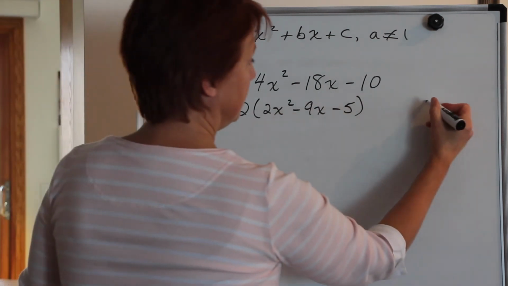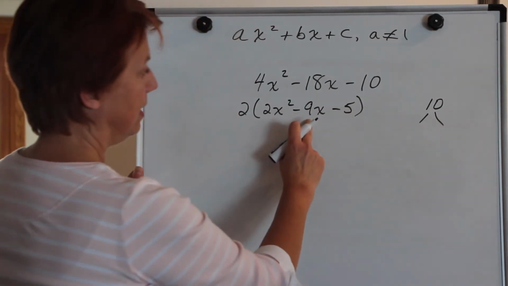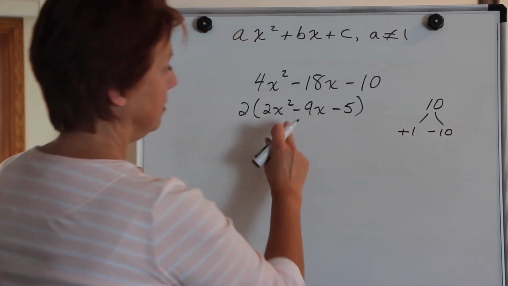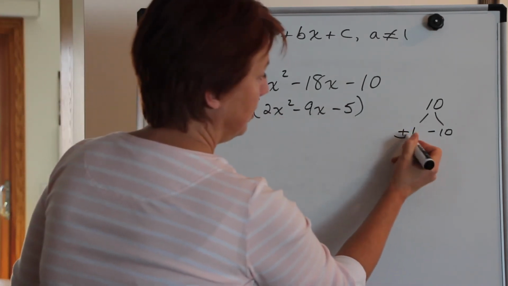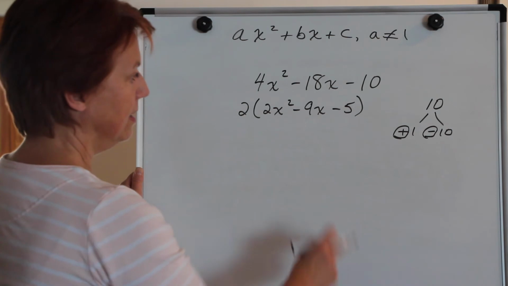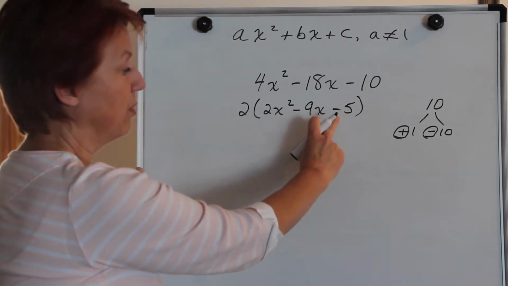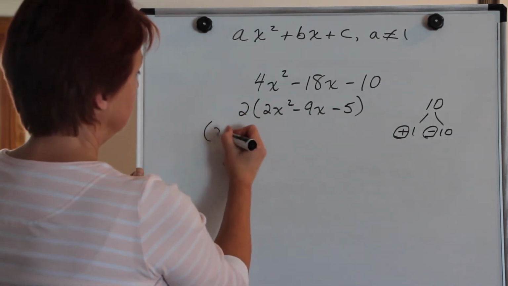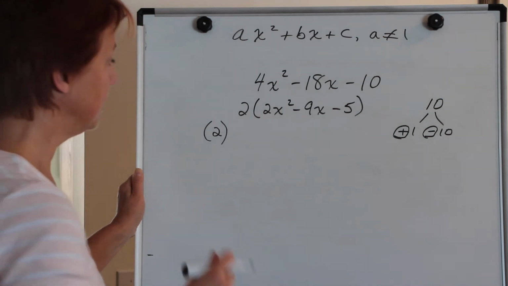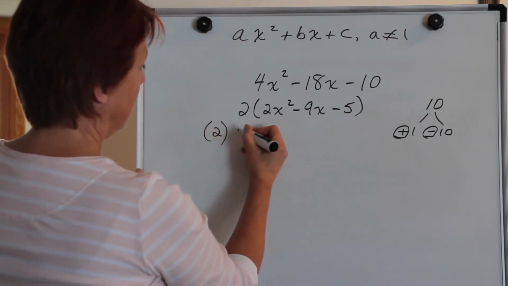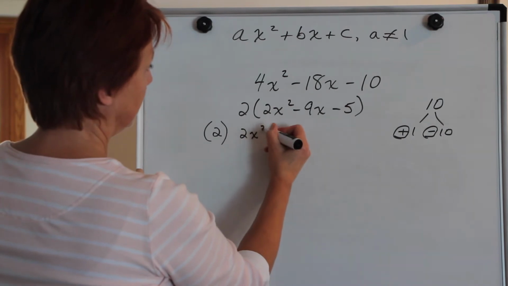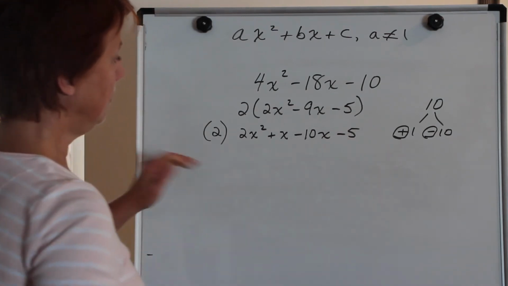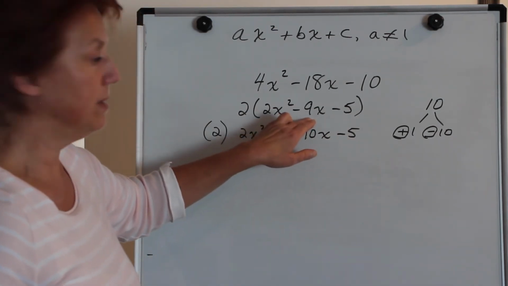So 2 times 5 is 10. Factors of 10 that add to make 9 are 1 and 10. We're going to put a minus here and a plus here. That'll give us negative 9. And when we multiply those two signs, we're getting this sign. So they're the correct numbers to pull apart this middle term. So this 2 is a factor standing all by itself. So we're just going to leave it in brackets by itself for now. And then we're going to write out the expanded middle term, like so. Okay, so plus 1 minus 10 is minus 9.